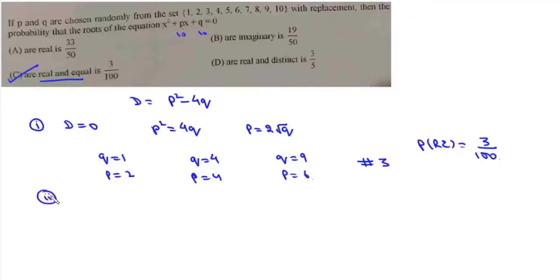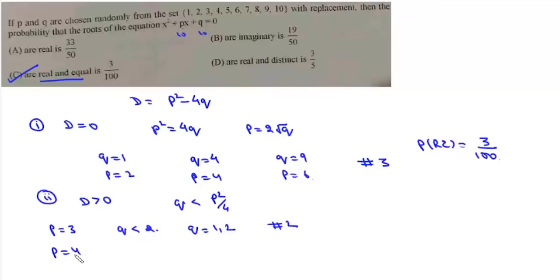Now if we take the second case when D is greater than 0, which means this P square minus 4Q should be greater than 0 or Q is less than P square by 4. Now what are the possible options for P and Q? Now if P is 1, Q is less than 1 by 4, no option. If P is 2, Q is less than 1, again no option. So the smallest one will be P equals 3. Now if P is 3, Q is less than 9 by 4, and 9 by 4 is 2 point something. So value of Q is either 1 or 2. So we have 2 cases here.